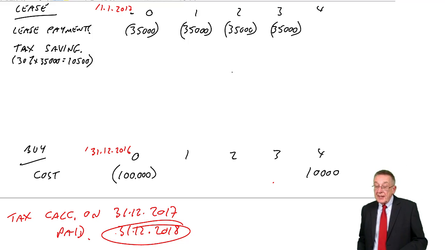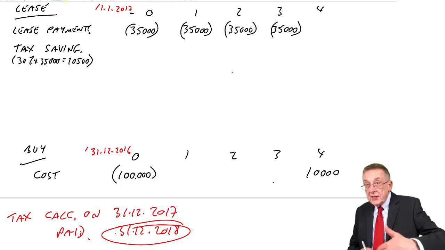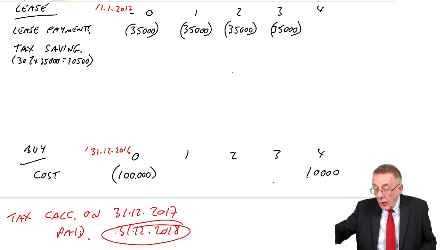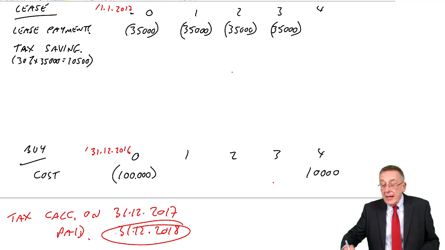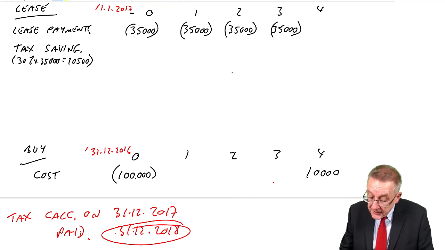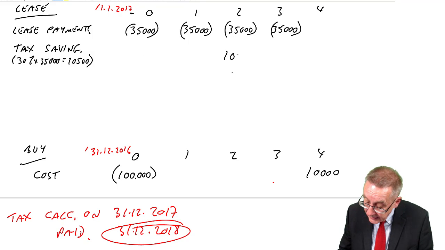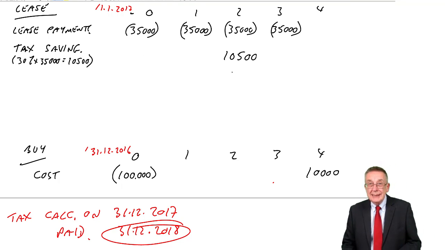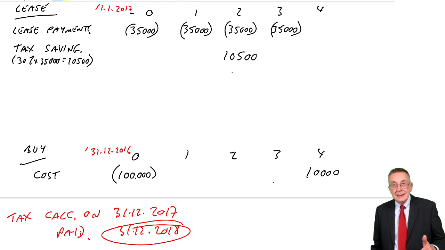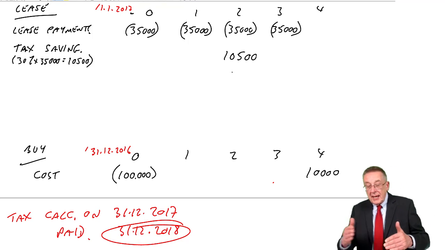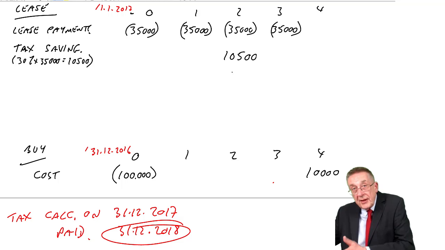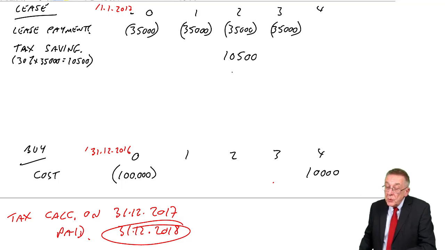And what time period would be that? January 17 to December 17. Well, December 17 is 1 year away. December 18 is 2 years away. So the tax saving, the first tax saving, would be at time 2. Because that 35,000 is payable at the start of the year, tax is calculated at the end of the year, 1 year later, payable another year later. So it's 2 years later.